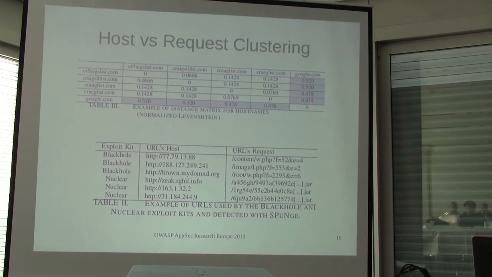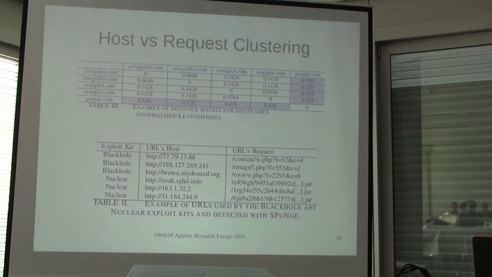So in gray here, you see that google.com is very different from the others. In fact, it has a distance that is more than the threshold, which experimentally we set at 0.4. So these 4 host names will be grouped together because they are similar, and Google will be alone. This is the same example for a URL used by 2 different exploit kits.